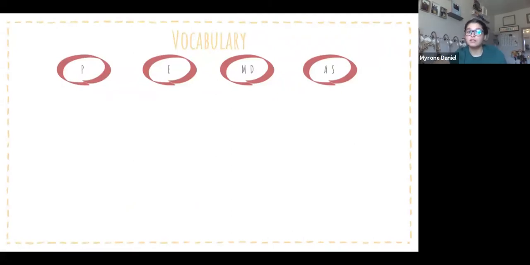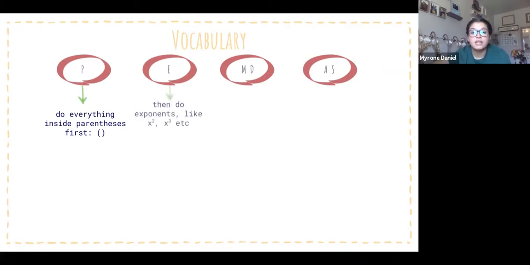If you've seen a previous video on the order of operations, then you may have already seen this, but this is PEMDAS. The P stands for parentheses, so that means you do everything inside the parentheses first. The E stands for exponents, so after the parentheses, you're going to do your exponents like x squared or x cubed, and so on. Then our M and our D stand for multiplication and division. So after you do everything in the parentheses, you do your exponents, then you can multiply and divide. And this is from left to right.